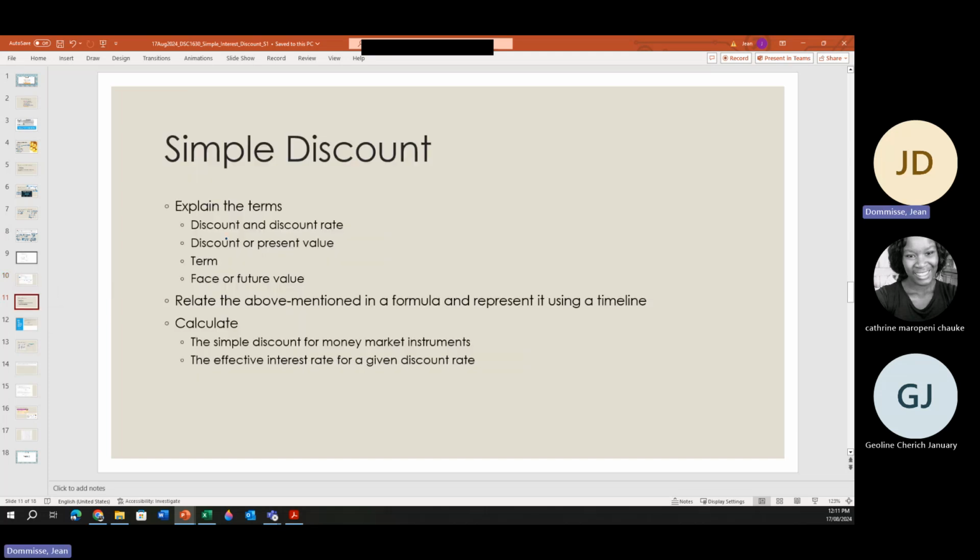Then we get into simple discount. Basically what discount is, like I said at the beginning, is that you are paying off something at a quicker rate. So by default, because you're paying it off quicker, you are going to pay less.